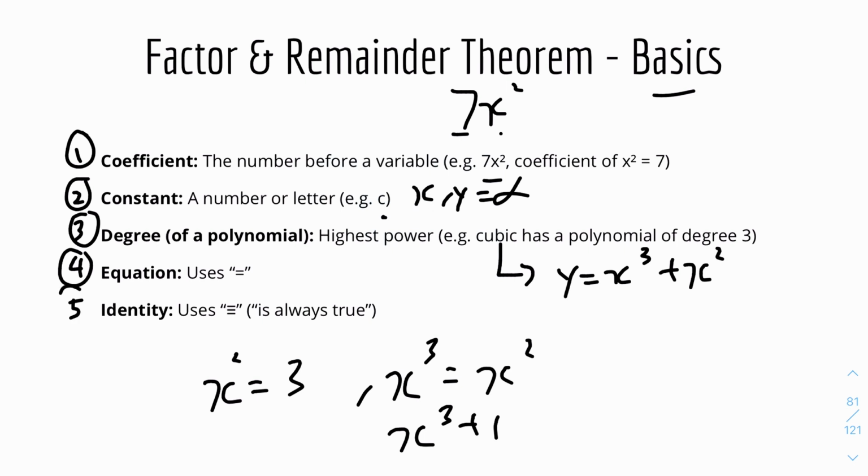And number five, identity. An identity always uses this symbol right here, which means it's always true. Like, let's say, x will always be x and stuff, and we'll look more into it in the next few slides.